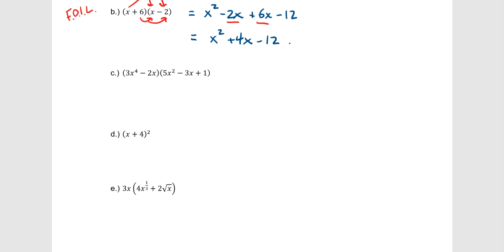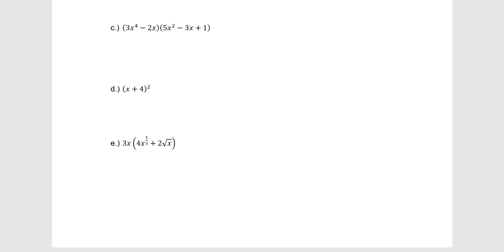And the next one, we are now multiplying a binomial times a trinomial, two terms times three terms. Technically, this isn't called foiling, but it's the same exact concept. We're going to multiply the first term in the first factor into each term in the second factor. And I'm going to go a little faster here. We get 15x to the 6th minus 9x to the 5th plus 3x to the 4th.